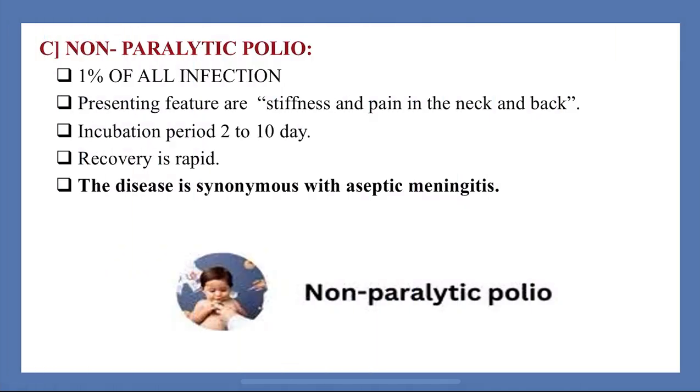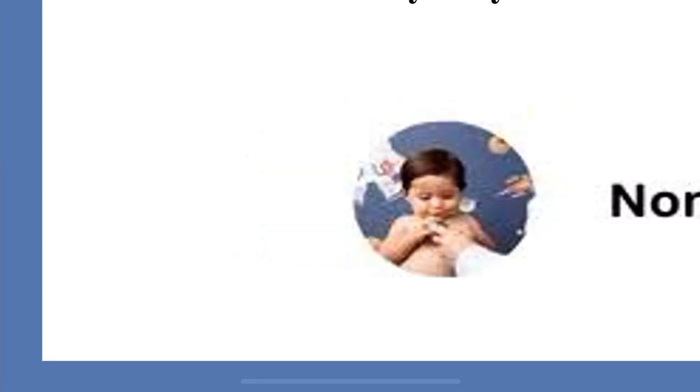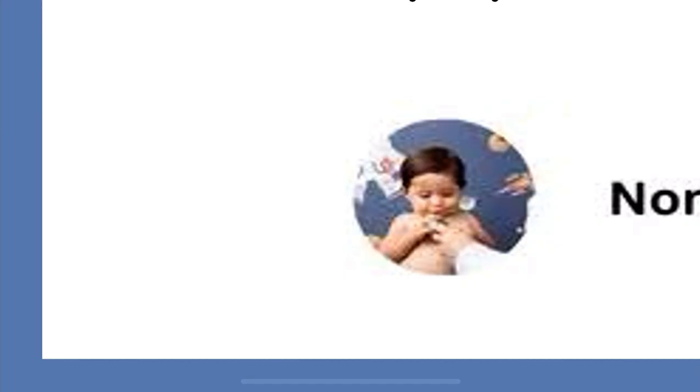Moving further to the non-paralytic polio. In the non-paralytic polio, it occurs approximately in 1% of the infections. The presenting features could be just the stiffness and pain in the neck and the back. The aseptic meningitis symptoms can be found, and the incubation period is 2 to 10 days, and the recovery in such cases is very rapid. The disease is synonymous with aseptic meningitis, where the child only presents with stiffness and pain in the neck and the back.